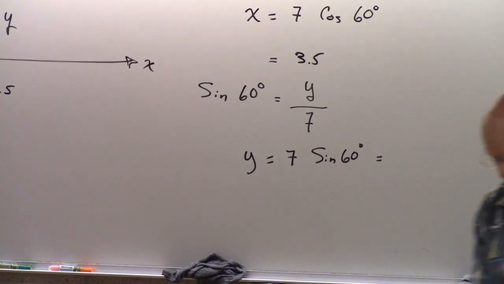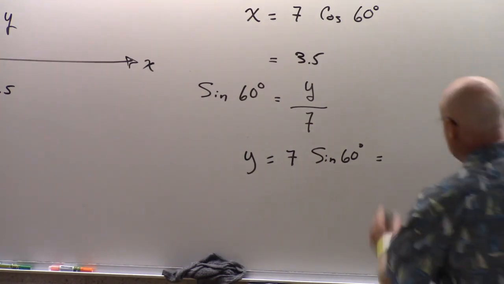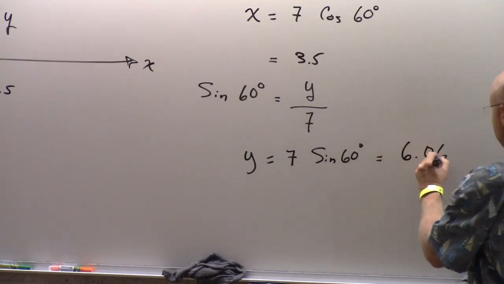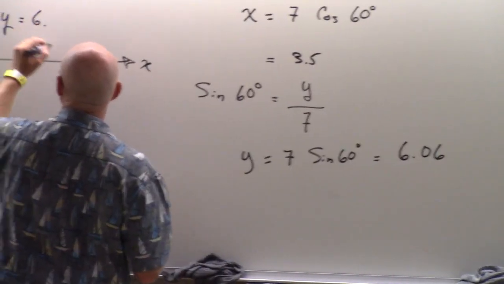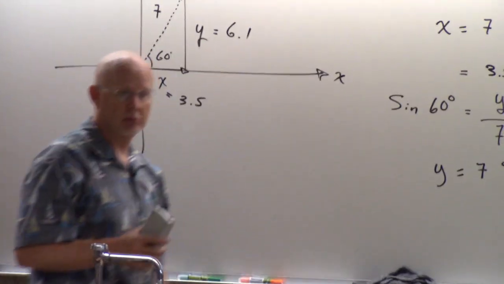I'm going to use my calculator on this one. Okay, so I will go sine of 60, yeah, there it is, 0.866, and then multiply it by 7, and that is 6.06. So this distance up here must be 6 point, I'll just round it to 6.1 to make it simple.